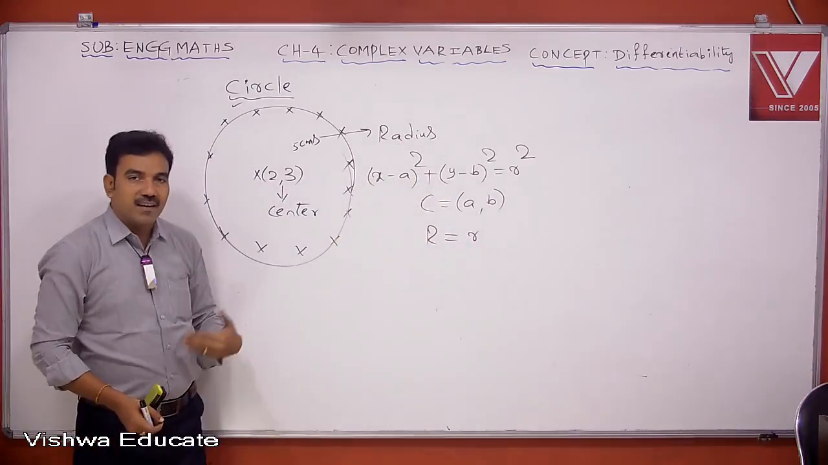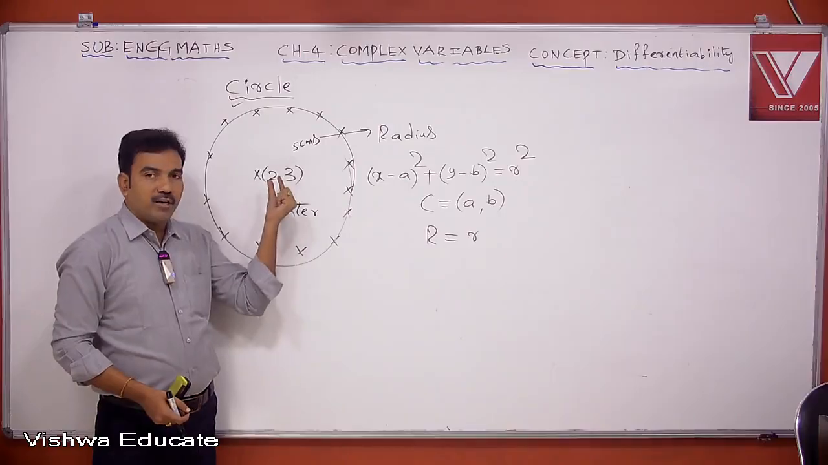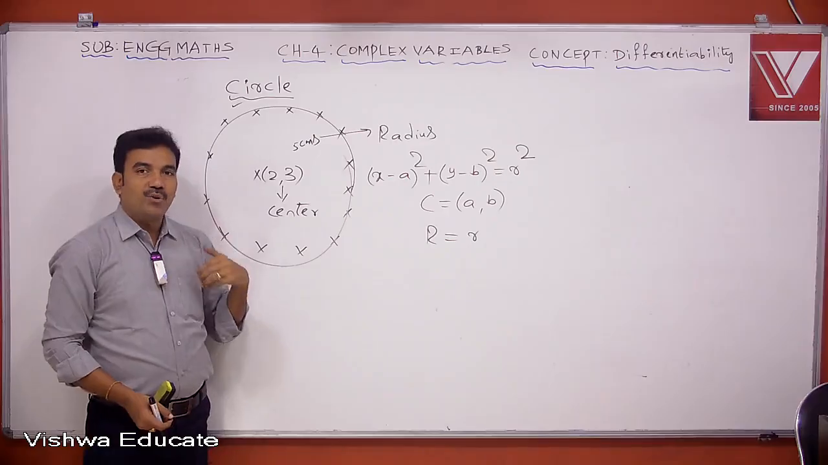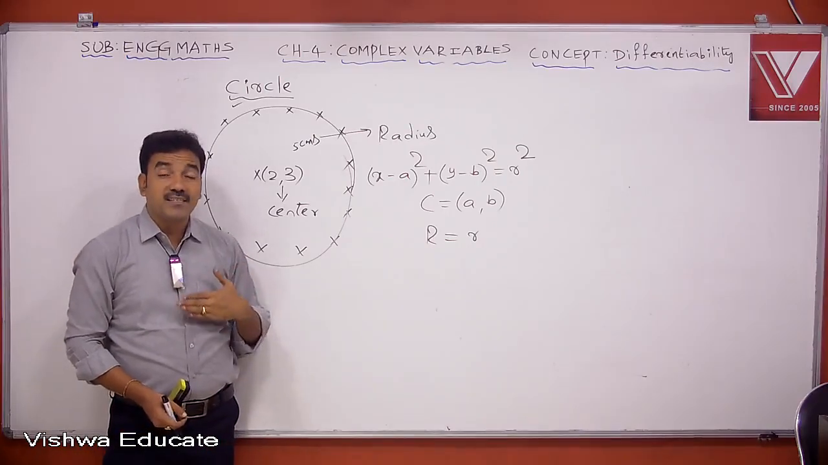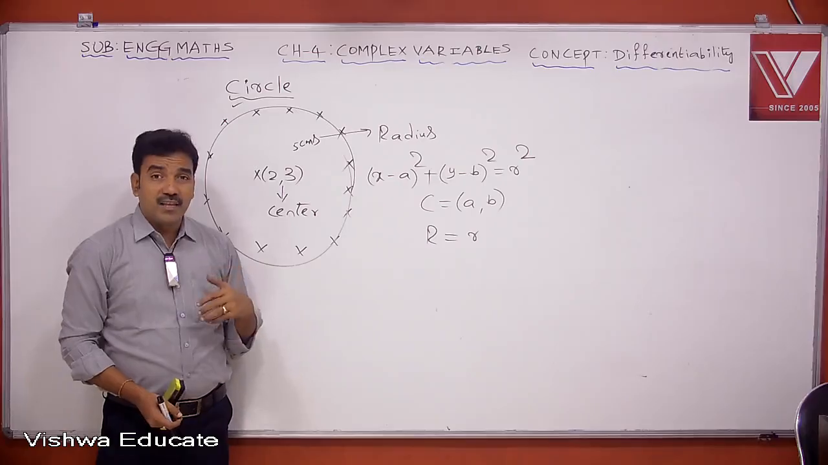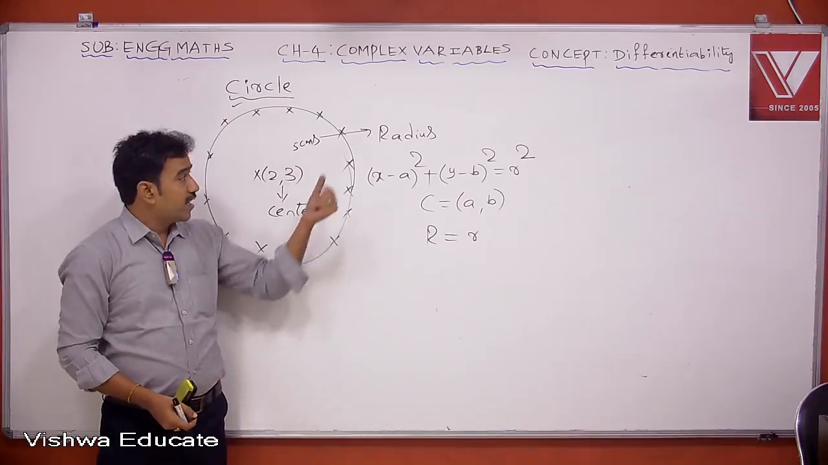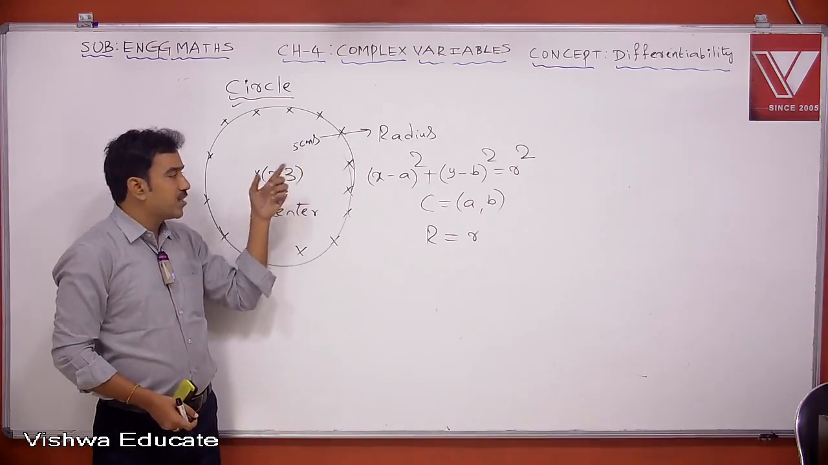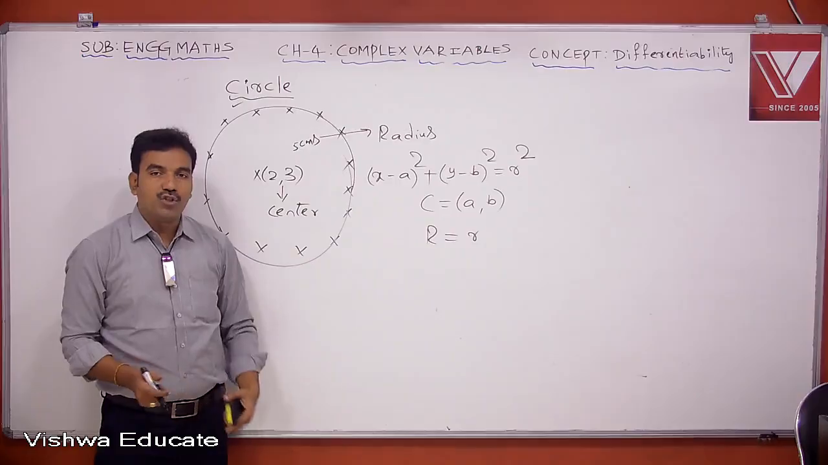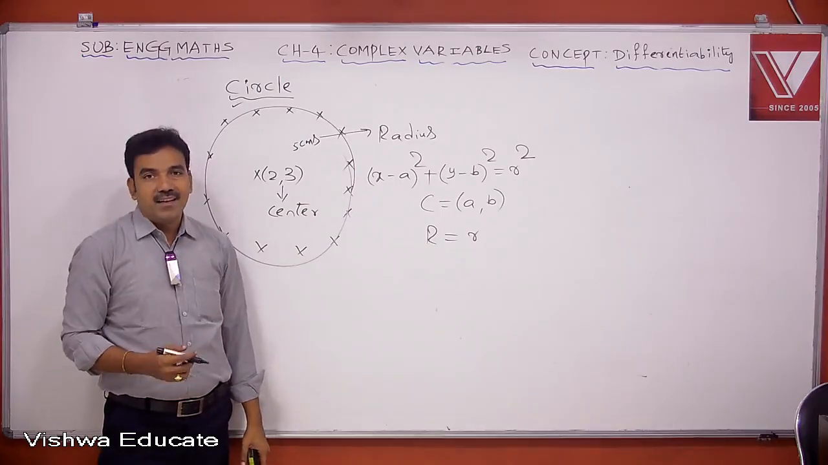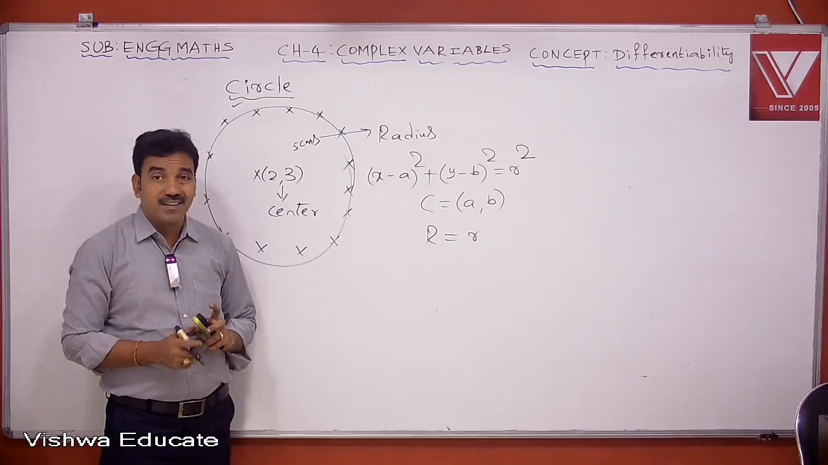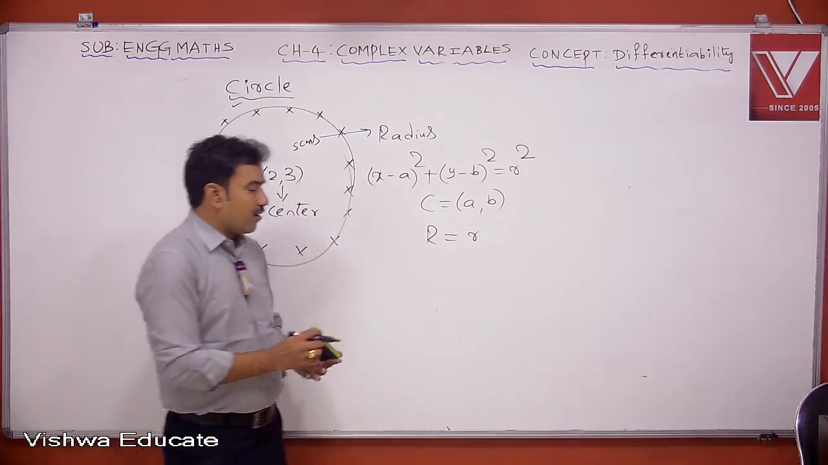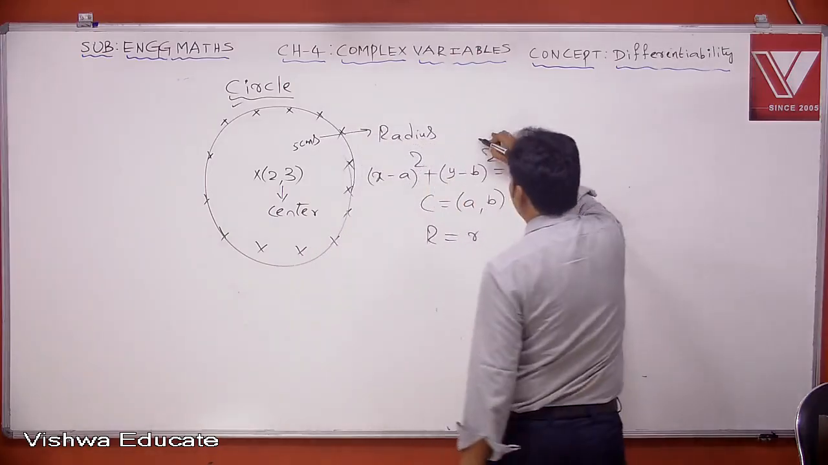But how to define a circle? I am starting with a fixed point, for example (2, 3). I am considering 5 centimeters distance. So consider all points which maintain 5 centimeters distance from this fixed point. There can be infinitely many points which are making a distance of 5 centimeters from this fixed point (2, 3). Now join all these points, and you will get a geometric representation, a closed figure, that we call a circle.